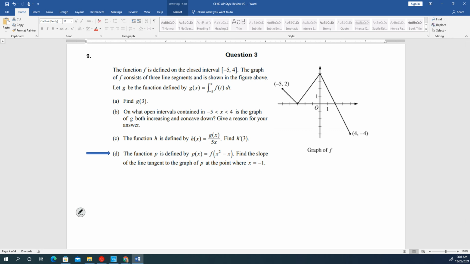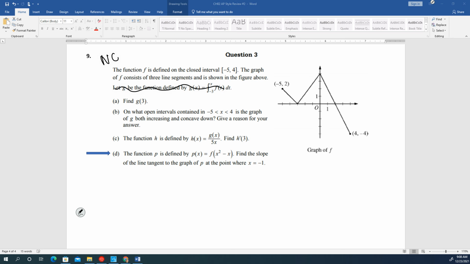The function f is defined on the closed interval from -5 to 4. The graph of f consists of 3 line segments and is shown in the figure above. Let g be defined by this step. We don't know this part yet. That's why we can't do any of these parts that involve g. But we can do part D. We don't know those integrals yet.